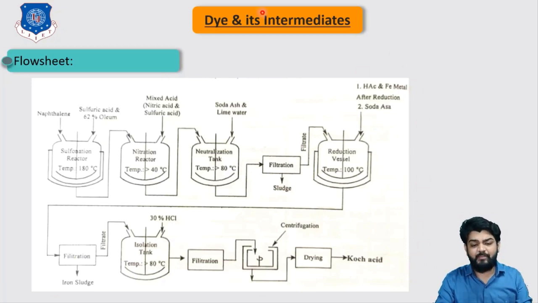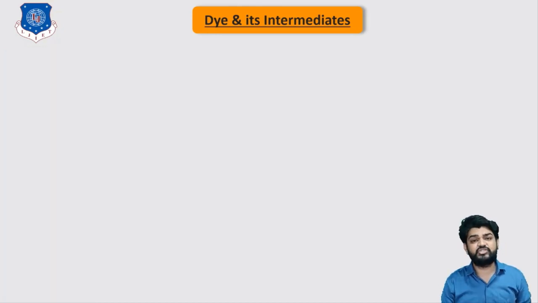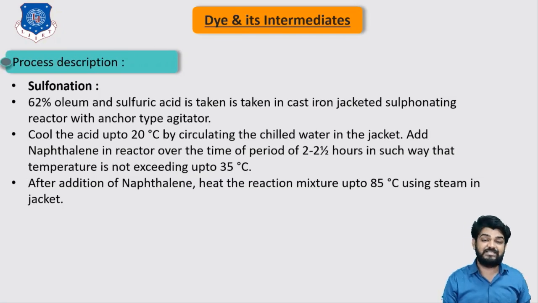So this was all about the flow sheet, right? I am not repeating this flow sheet as it is very similar to the H acid that we have seen in the previous video. Now let's quickly understand the process description for the production of this Koch acid.